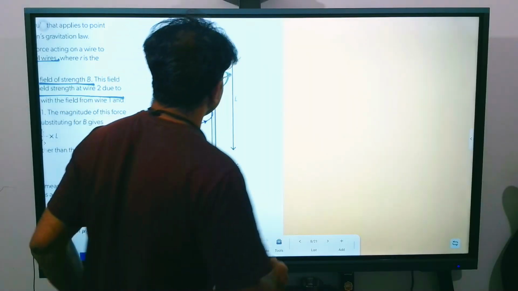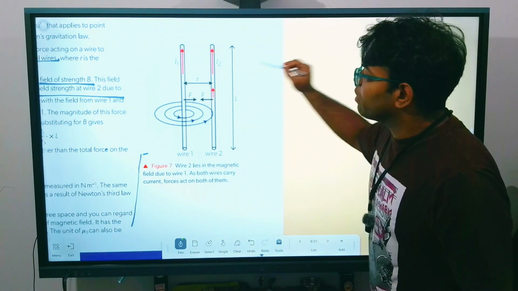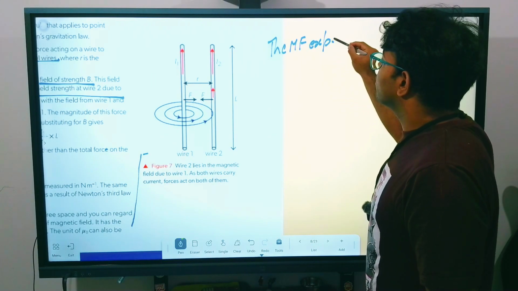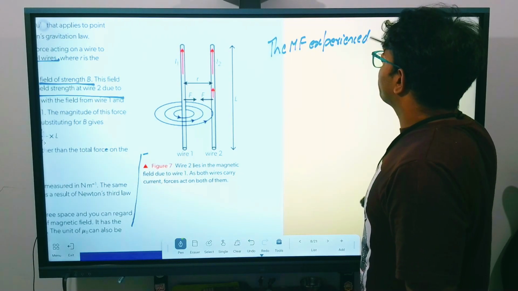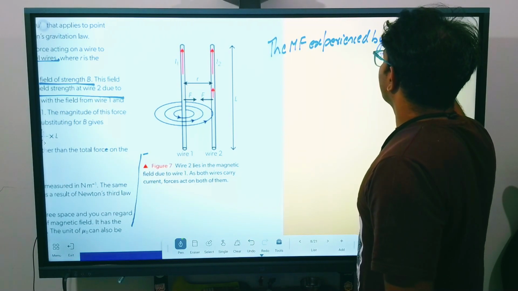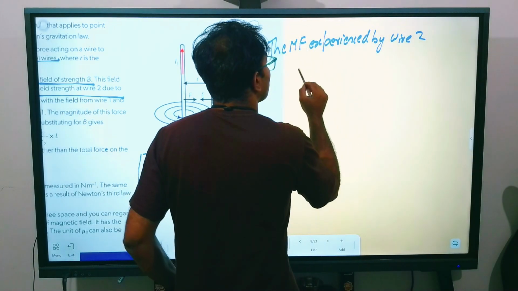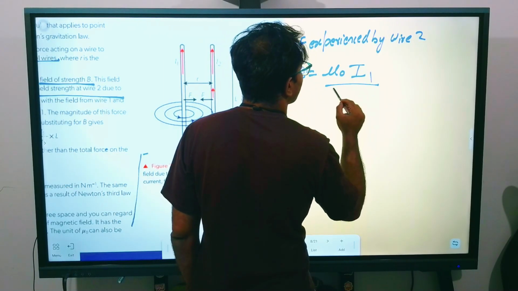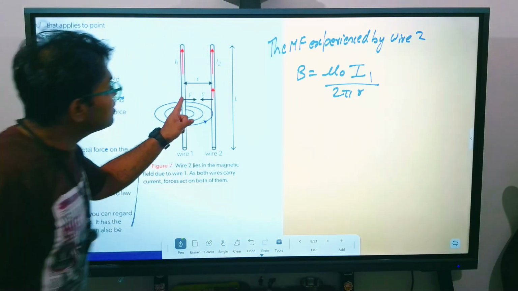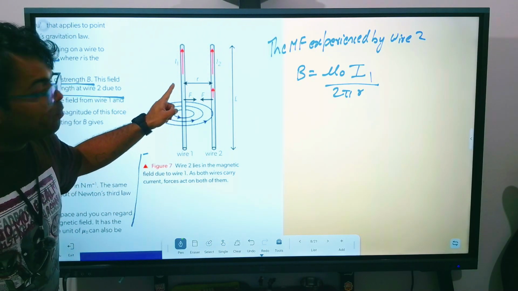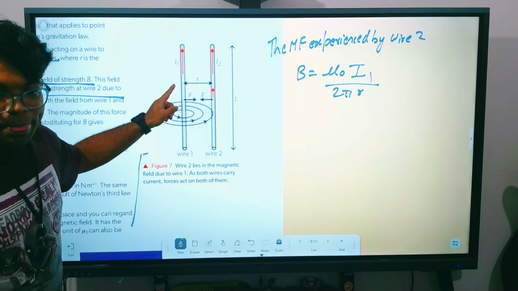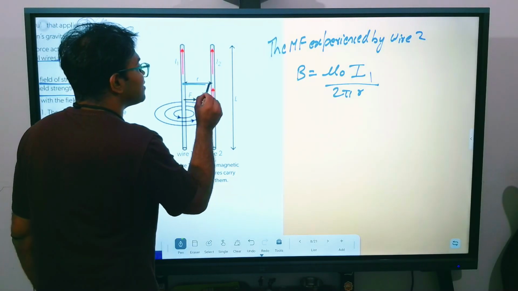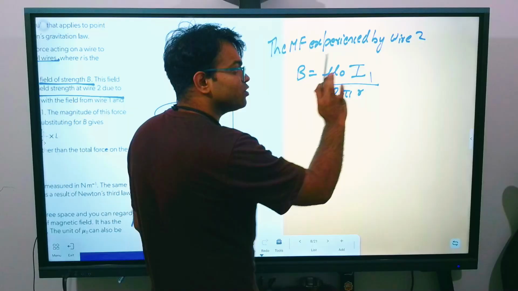So the magnetic field experienced by wire 2 is how much? B is equal to mu naught I1 upon 2 pi r. So this conductor, wire 1, is producing a magnetic field due to this current I1 at this particular point. This is the distance r. Okay, now understood this one?